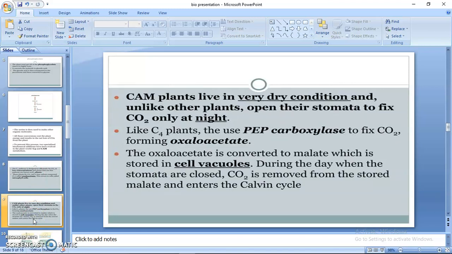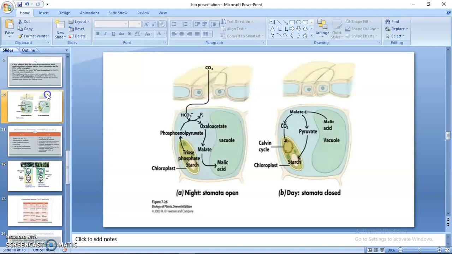A CAM plant lives in very dry conditions and, unlike other plants, opens its stomata to fix carbon dioxide only at night. Like C4 plants, they use PEP carboxylase to fix carbon dioxide forming oxaloacetate. The oxaloacetate is converted to malate, which is stored in cell vacuoles. During the day, when the stomata are closed, carbon dioxide is removed from the stored malate and enters the Calvin cycle. This is a diagram. This figure shows the stomata difference at night and day.